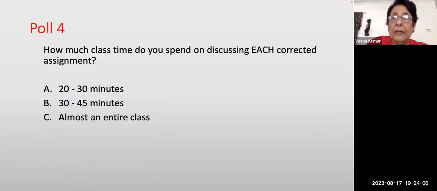Okay, again, a poll. How much time do you spend discussing each corrected assignment? Okay. Most of the people say 20 to 30 minutes, and some people 30 to 45 minutes, which means your whole class, because your class is 50 minutes, right?